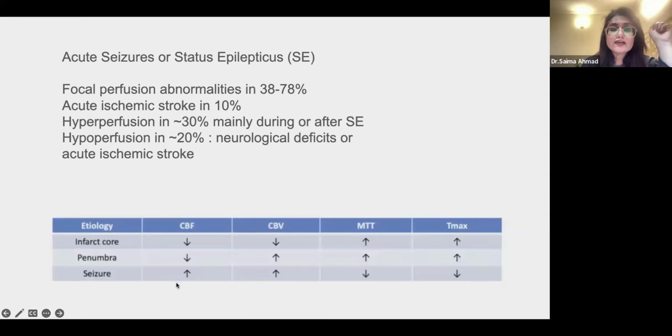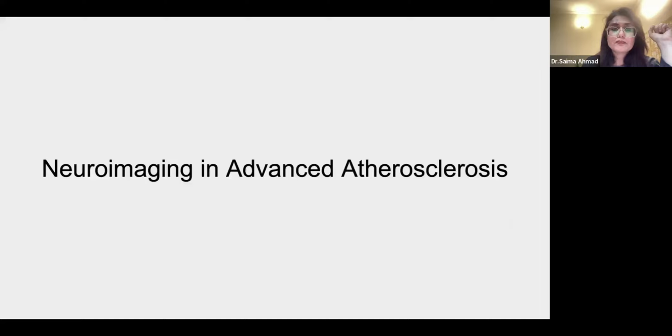In seizure, there is an increase in the cerebral blood flow and volume, and a decrease in the MTT and Tmax. However, these findings are reversed in cases of ischemic core and penumbra. In the penumbra, cerebral blood flow and volume are both reduced, but the cerebral blood flow is relatively maintained, or it is higher. However, cerebral blood flow is always reduced when the core is already infarcted, and MTT and Tmax are always on the higher side.